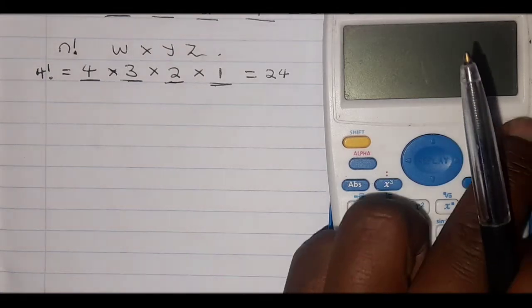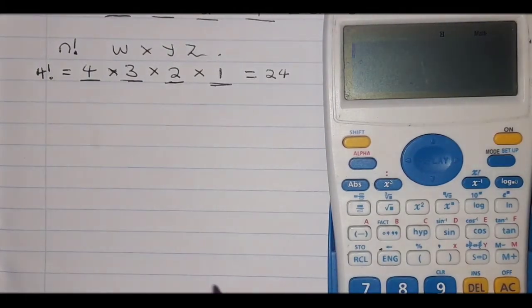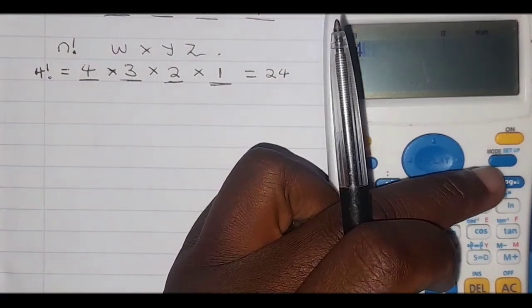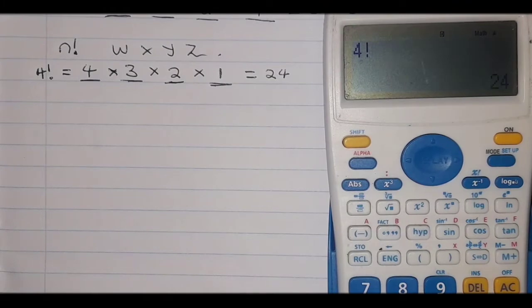So you can do this on your calculator. It's 4. You press shift, you press this button. That's 4 factorial. That gives you 24.